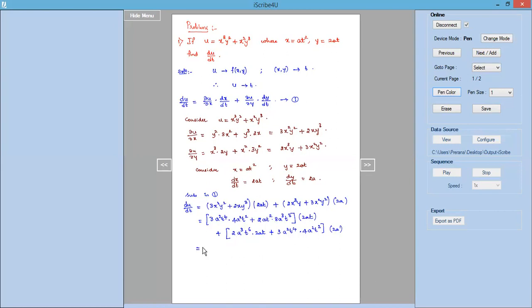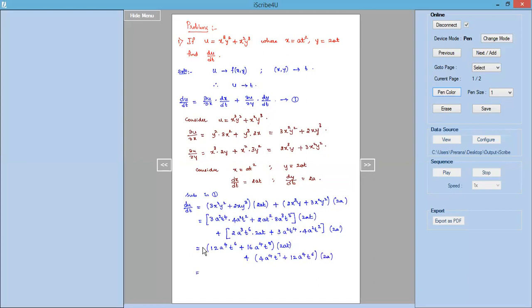First we will take the product. So 4 into 3 gives us 12 a power 4 t power 6, plus 8 into 2, 16 a power 4 t power 5, multiplied by 2at, plus 4 a power 4 t power 7 plus 12 a power 4 t power 6 multiplied by 2a.